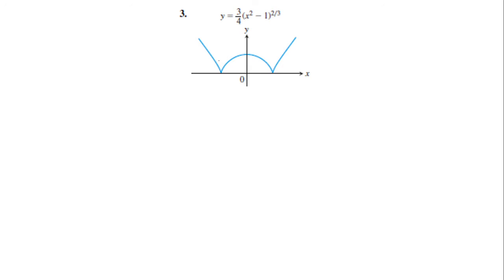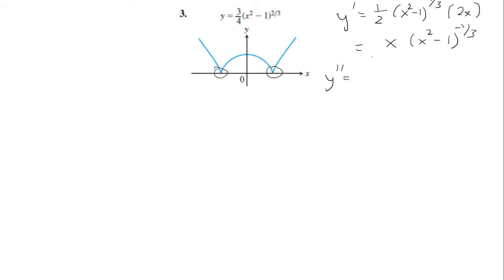Okay, so this one is interesting because we have cusps here. So let's see how we handle that. Okay, so we obviously need the second derivative. Now let's find the first. So in order to find the first derivative, we have to use the chain rule. So bring down the power. So it's 3/4 times 2/3. That's 1/2. Keep the inside the same. Subtract 1. And then take the derivative of the inside. So this is just x times x squared minus 1 to the negative 1/3.